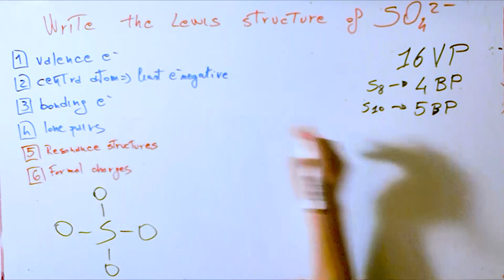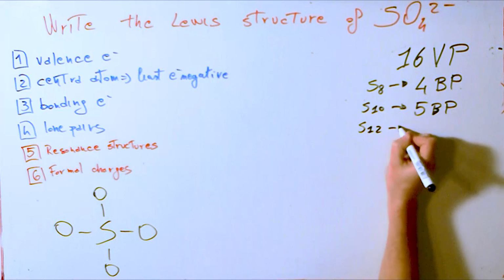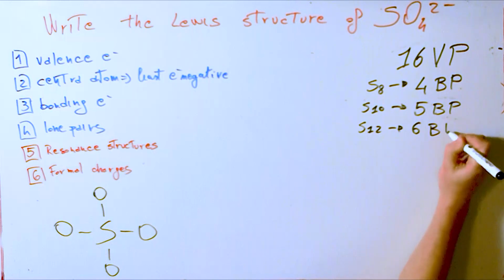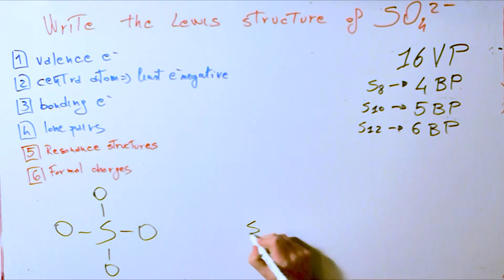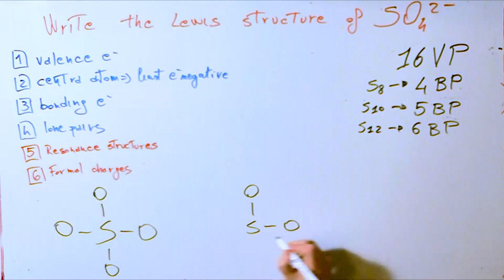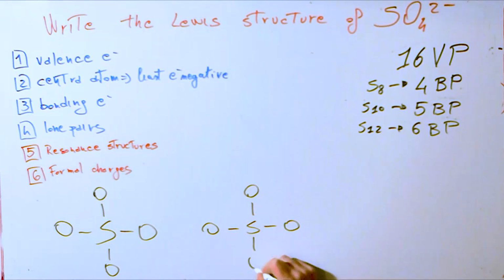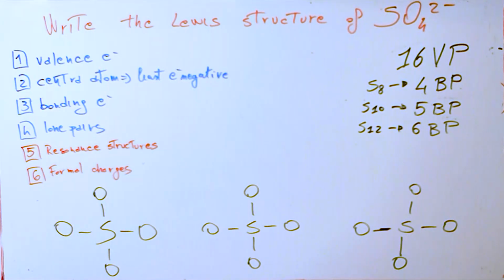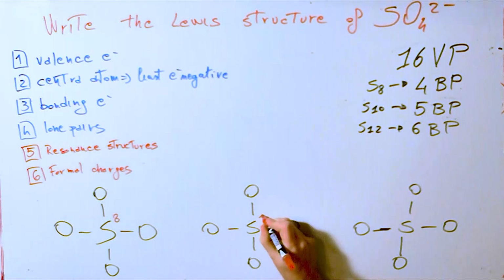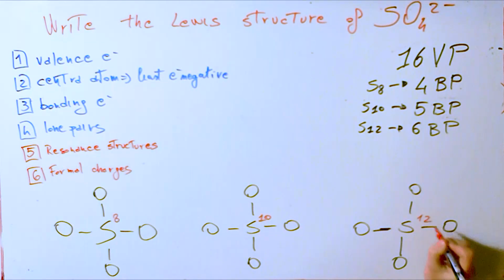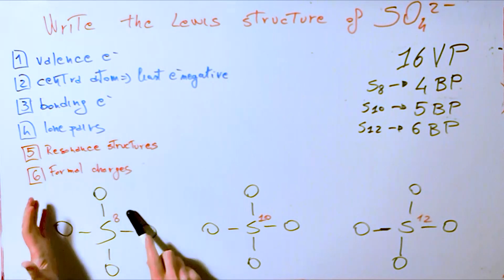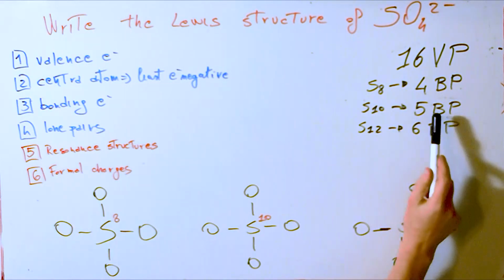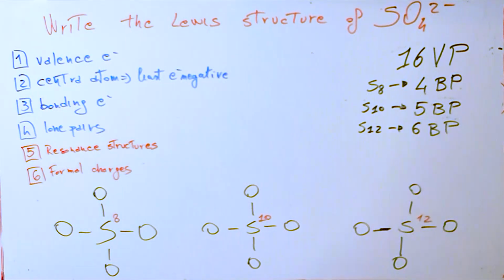And if you repeat this calculation for sulfur with 12 electrons, 2 electrons more, it will be 1 more, so it will be 6 bonding pairs. So we need to write 2 more structures, considering the different kinds of octet the sulfur has. This is our sulfur with 8 electrons, this is our sulfur with 10, and this is our sulfur with 12. In the case of sulfur with 8, we have to place 4 bonding pairs and we have it done.